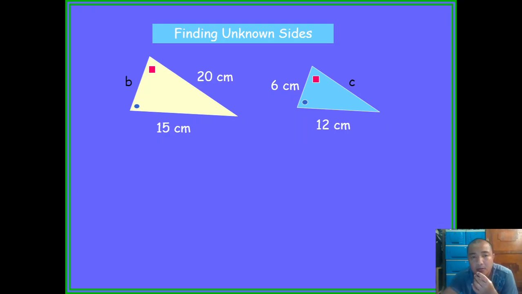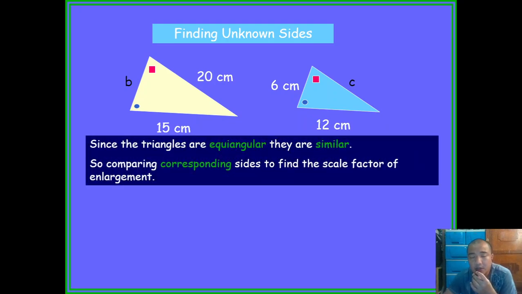Let's try to solve for B and C. What's the scale factor? 15 over 12. So since the triangles are equiangular, then they are similar. So comparing corresponding sides to find the scale factor of the enlargement. So the scale factor is 15 over 12, which is 1.25.